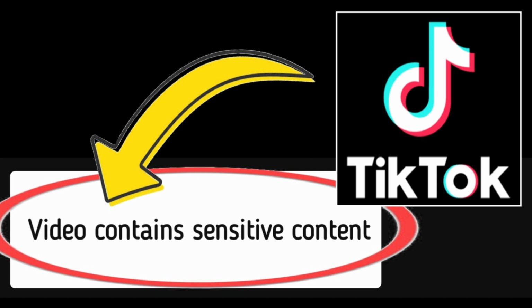4. Appeal the error to TikTok. If you believe that your video was incorrectly flagged for containing sensitive content, you can appeal the error to TikTok. To do this, go to your video's Insights page and tap the Appeal button.